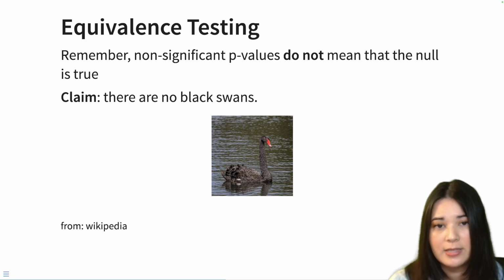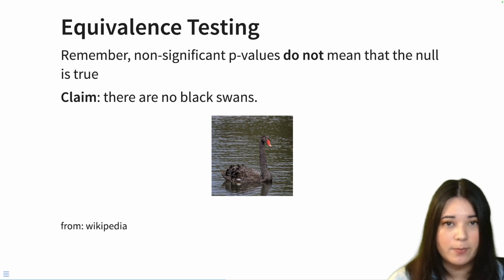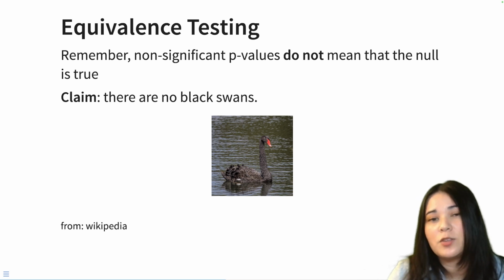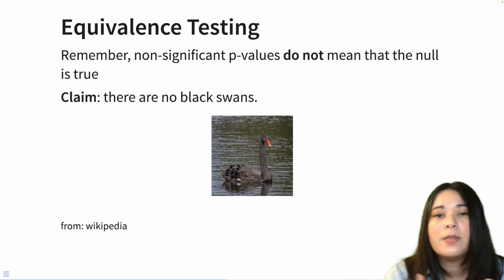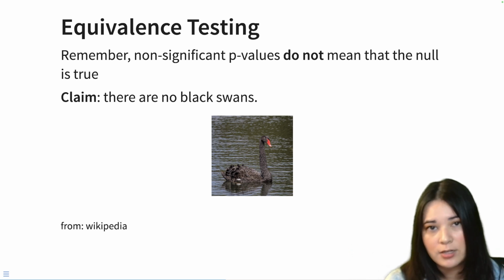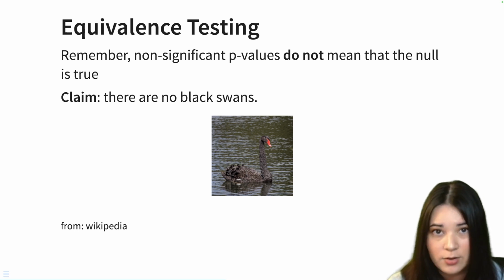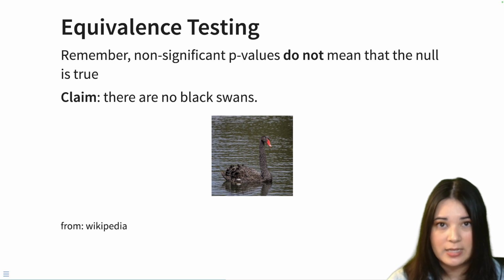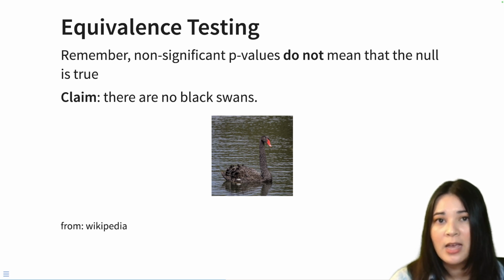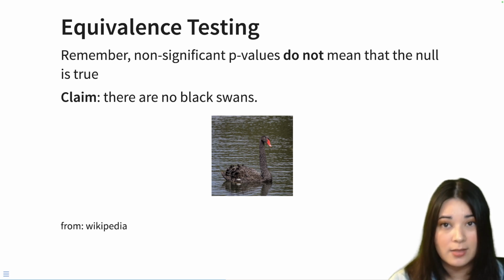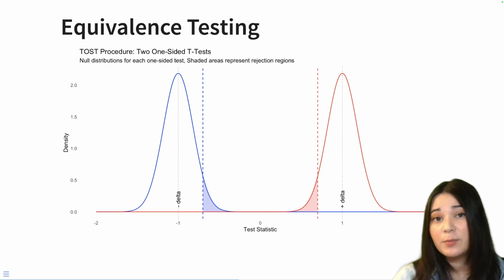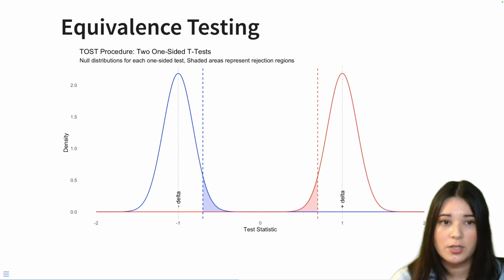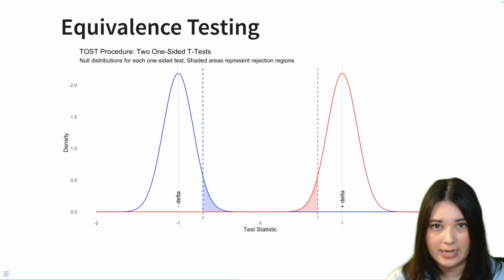And null hypothesis significance testing is basically the same idea. If we have a significant p-value, that's like finding a black swan. We can claim that the null is not true. We can reject the null. But proving that the null is true is a lot harder. But equivalence testing, if we're willing to make some assumptions, allows us to do just that. The type of equivalence testing I'm going to talk about is called TOST, or two one-sided t-tests.